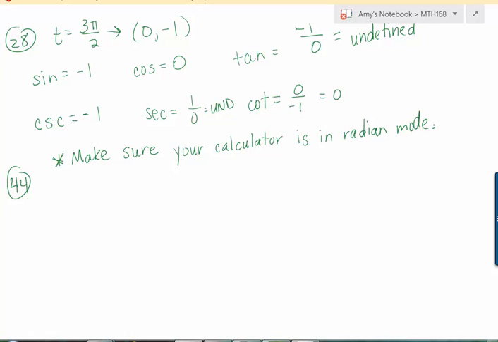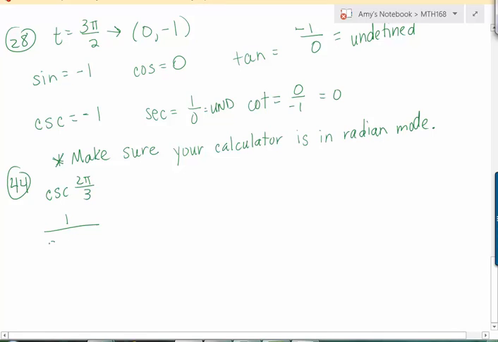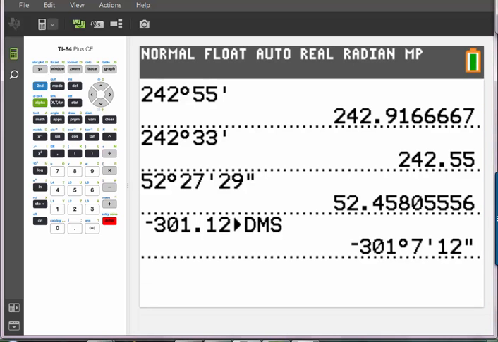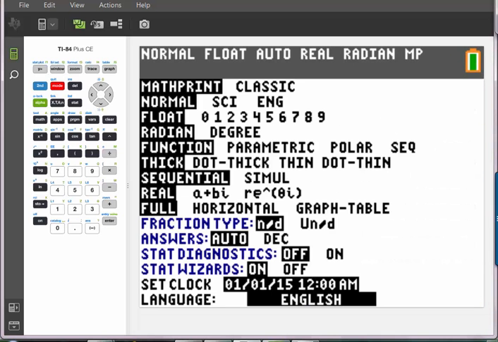So for number 44, it is asking us to evaluate the trig function to 4 decimal places of cosecant of 2 pi over 3. Well, if you look on your calculator, you don't have a cosecant button. But we know that sine is the reciprocal of cosecant. So you can put in 1 divided by sine of 2 pi over 3. So in mode, I want to make sure my calculator is in radian mode. It is.